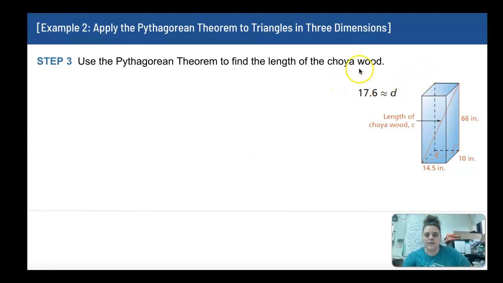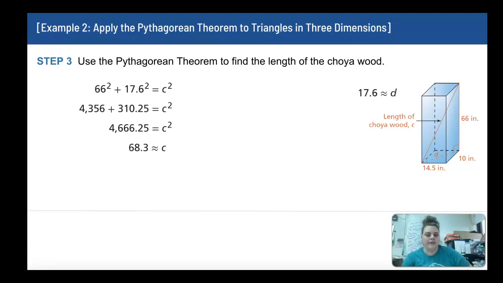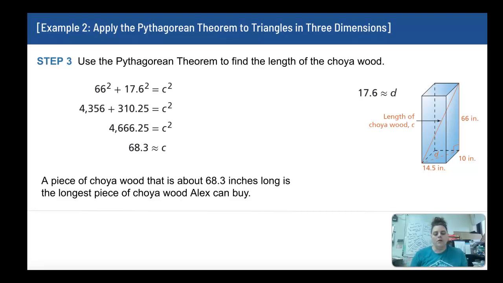So here I have that 17.6 is what that D is. So now we can have this triangle here, and we're going to use 17.6 and 66 as our legs. So now we put those in for A and B, square them, add them together, and take the square root. So you can see that the longest that we can have would be a piece that is about 68.3 inches long. That's still a pretty big piece, a pretty big stick, essentially.